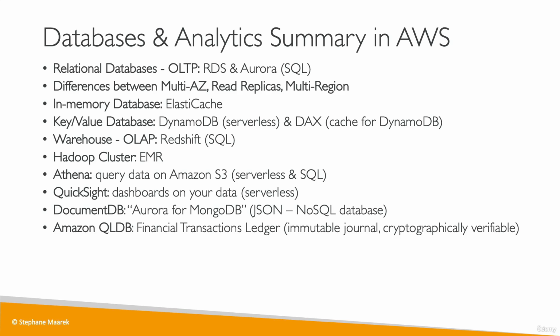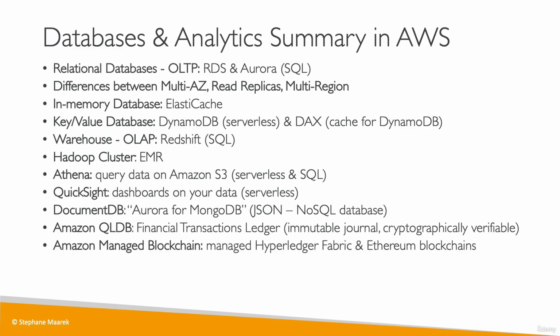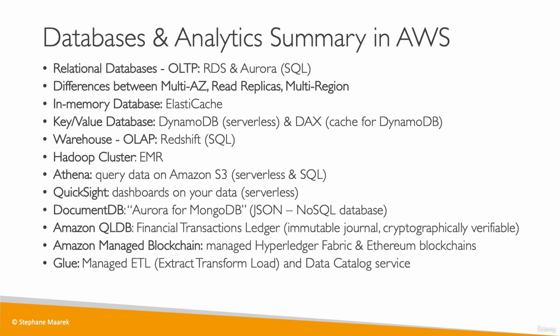Then we have Amazon QLDB, which is a financial transaction ledger. Anytime you see financial transaction, immutable journal, something that is cryptographically verifiable, think Amazon QLDB. And this is a central database, as opposed to a decentralized database, which is Amazon Managed Blockchain, in which case we can have managed Hyperledger Fabric and Ethereum blockchains on AWS.